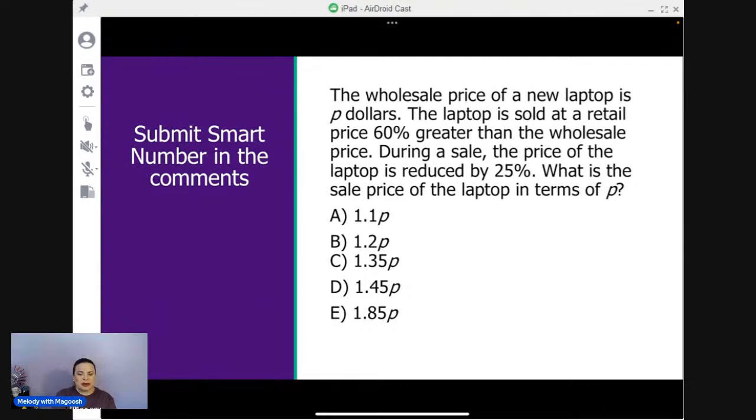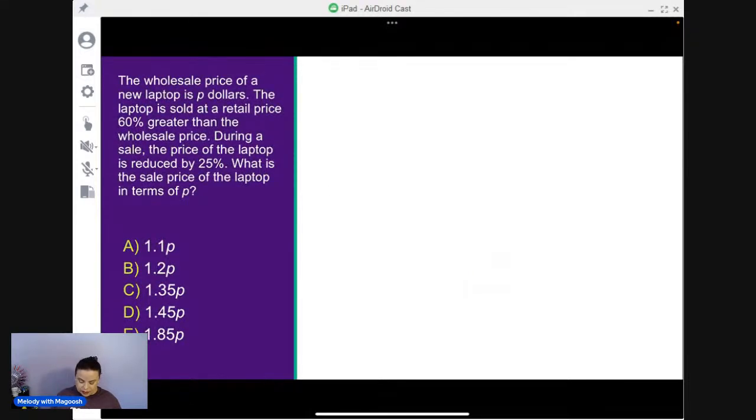Since we're working with percents, a very convenient number to use would be a multiple of 100. In fact, I'm going to use 100 itself. So my smart number is going to be that P equals 100. That's the number I'm going to plug in. And remember, write that down on your scratch paper. Now let's solve the problem.